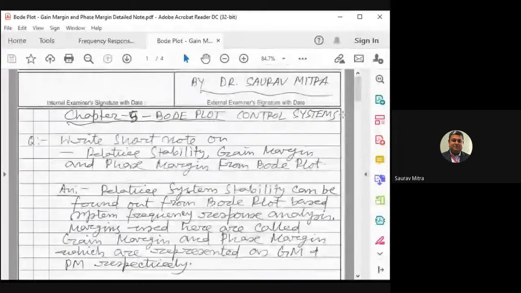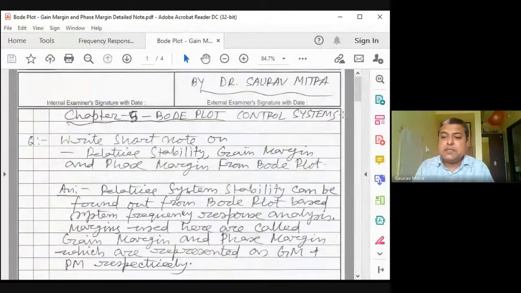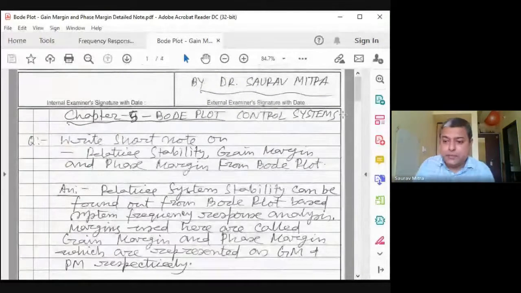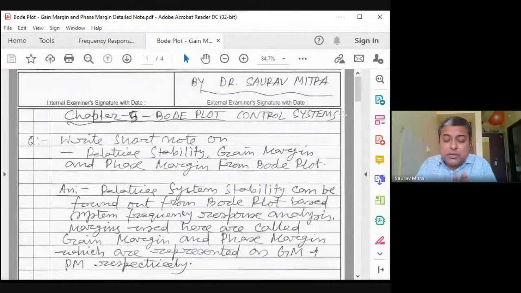So for a certain frequency, suppose the system gain is 0.8, and then you increase the frequency. At a higher frequency, you find the system gain becomes 1. This journey from 0.8 to 1 is a journey towards instability. Increase the frequency further and the system gain becomes greater than 1. How much is this journey? This is the journey for gain margin. How much should I increase the frequency so that a stable system becomes unstable? I can find that out from the Bode plot.